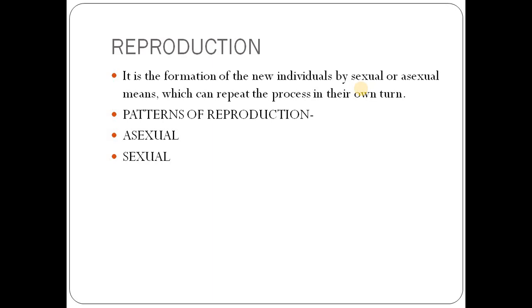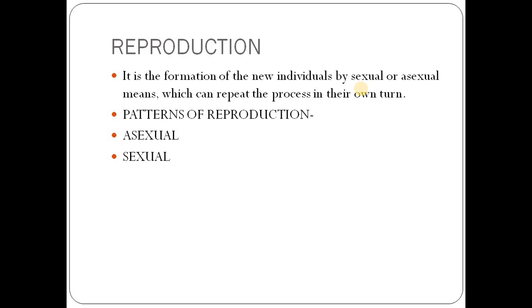So in asexual reproduction, no gametes are formed. Gametes means the sex cells. In humans, in females it is the ova, and in males it is the sperms. These are not produced in asexual reproduction. Even in plants, you have an asexual mode and a sexual mode of reproduction. Whereas in sexual reproduction, gametes are formed.